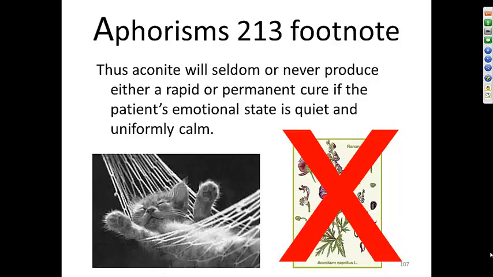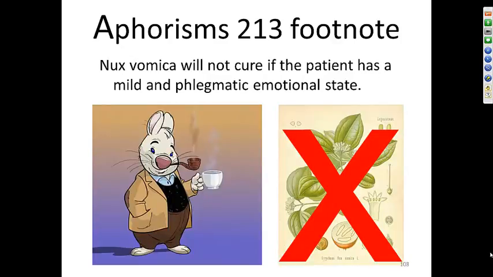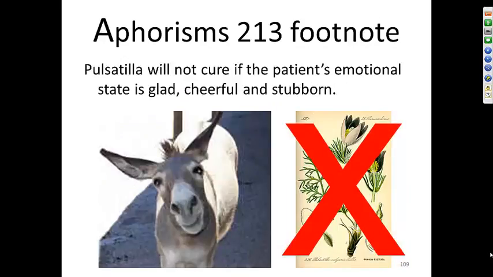And then he says about nux vomica, it won't cure if the patient has a mild and phlegmatic emotional state. It doesn't talk about the irritability and ambition and all the things that we think of for nux vomica. He says if they're mild and phlegmatic, forget it. Again, that just rules out the possibility of nux vomica. It's a Gegen symptom, a contrary symptom to the remedy being considered in the case. And for pulsatilla, he says pulsatilla will not cure if the patient's emotional state is glad, cheerful, and stubborn.